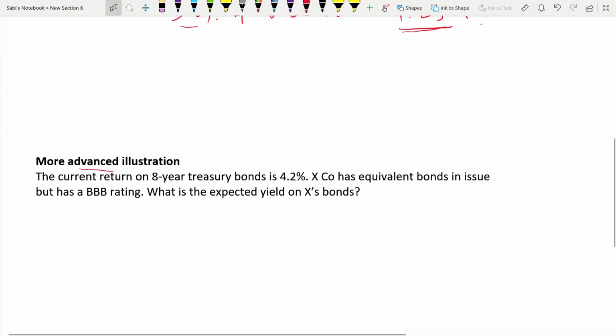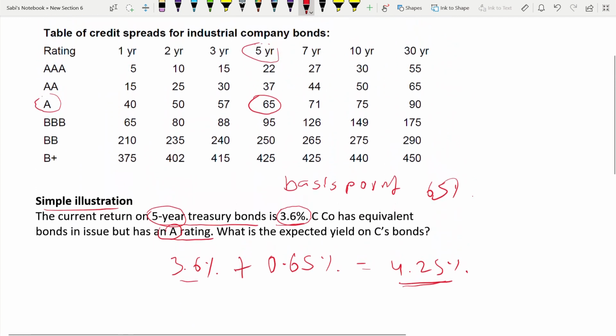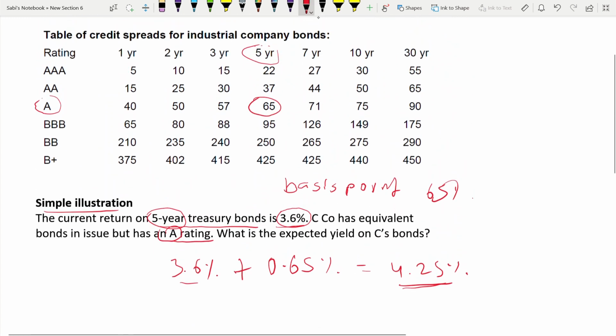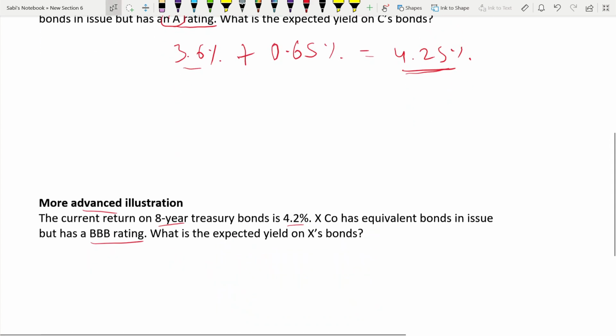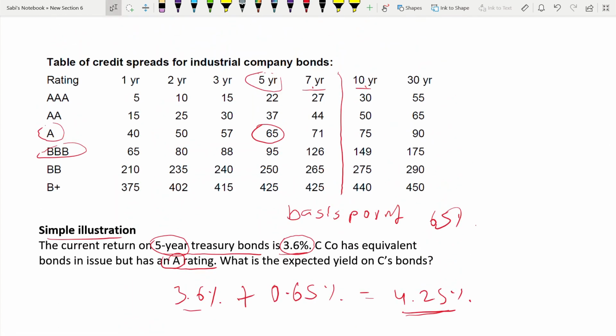Same. This is 8-year, 4.2%. Okay, here it is a triple B rating. The issue here is for 8 years. You are not given 8 years. You are given 7 years and 10 years. 8 years falls in between, right? But you can use 7 and 10 year. Which one? Triple B, because the rating is triple B, right? If I'm not mistaken, yes. How do you do this?